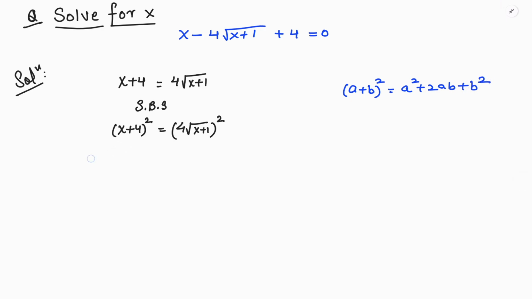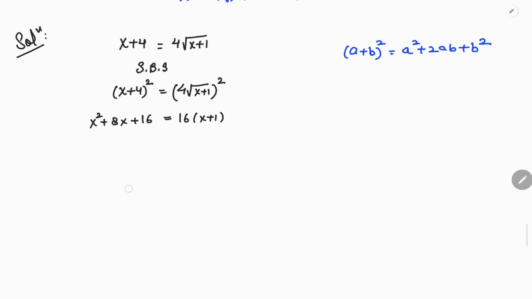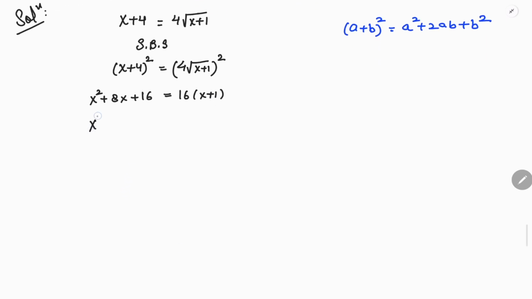So this will become x square plus 8x plus 16 is equal to, what is 4 square? 16. And what is the square of under root x plus 1? We will just remove the square root. So we get this thing. Now I will solve this equation. We have x square plus 8x plus 16 is equal to 16x plus 16.